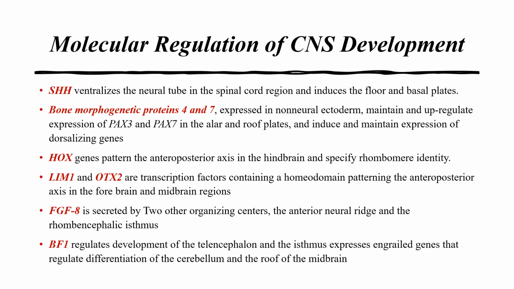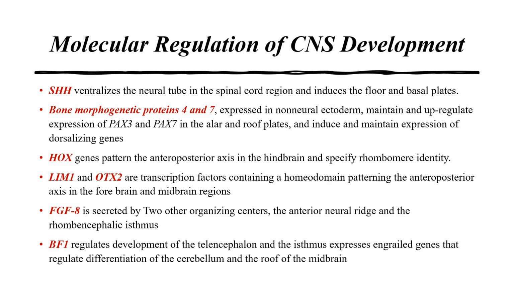Okay? So, lastly, for the molecular regulation of CNS development, these are important. Take note of these molecular indicators. You have SHH, which ventralizes the neural tube in the spinal cord region and induces the floor and basal plates. You also have the bone morphogenetic proteins 4 and 7, which are expressed in non-neural ectoderm. They maintain and upregulate expression of PAX3 and PAX7 in the alar and roof plates and induce and maintain expression of the dorsalizing genes.